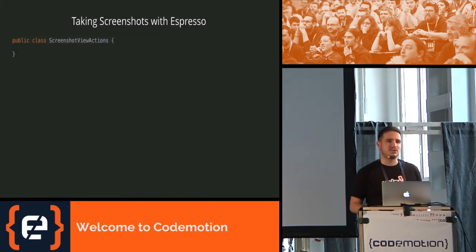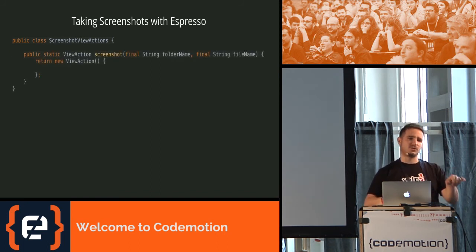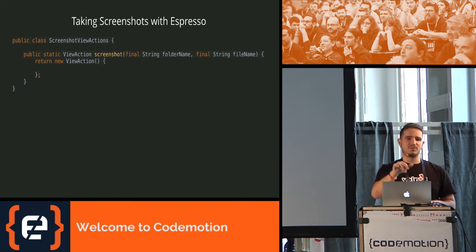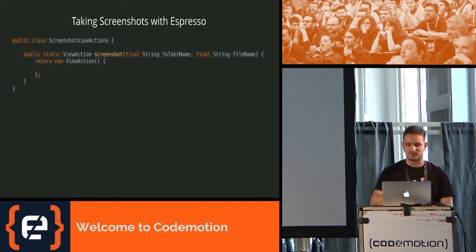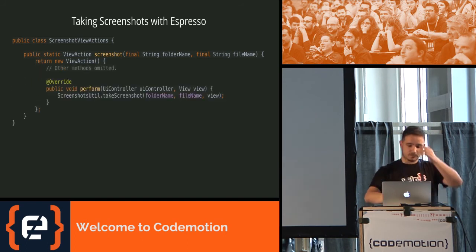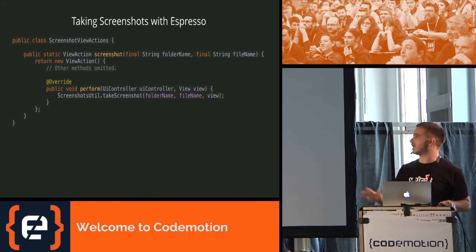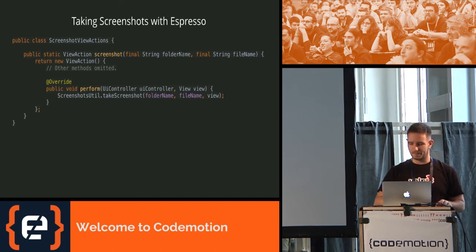Let's see how we take screenshots with Espresso. So we basically have a new view action called screenshot. So as you have onView withId, you already click. Now you can do onView withId, my button, screenshot. Provide two parameters, folder name and file name, and it will take a screenshot. And this is the perform action. So we have our screenshot util that will take the view hierarchy and take a bitmap of your view.